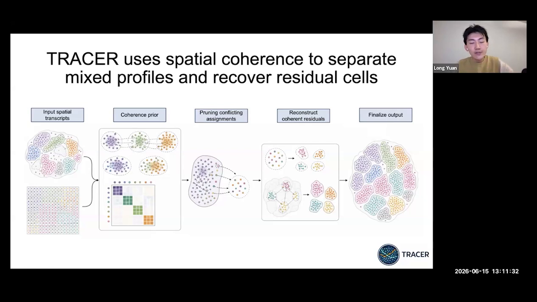Importantly, Tracer is reference optional, meaning that you do not necessarily require a single-cell reference, cell type labels, or marker genes to run. And it's also worth mentioning that low-quality or incoherent transcripts tend to be demoted by the coherence model. So Tracer reduces the reliance on aggressive manual filtering of low-quality transcripts.